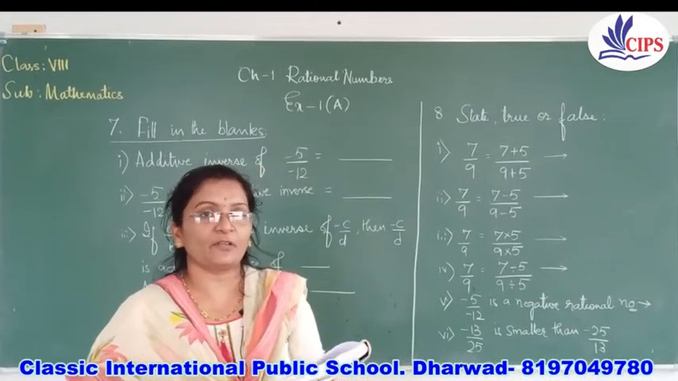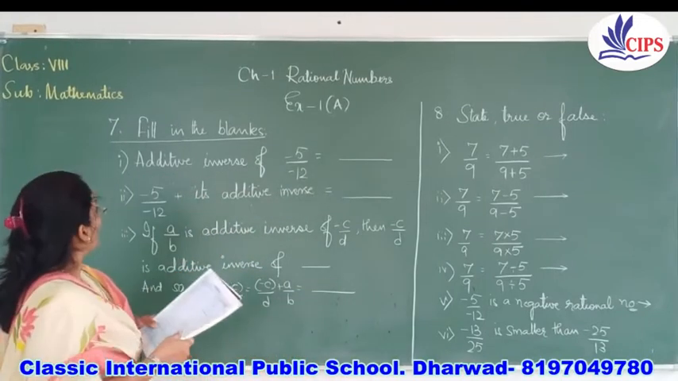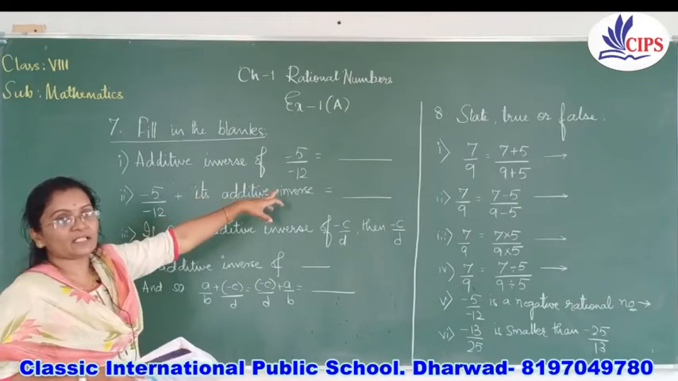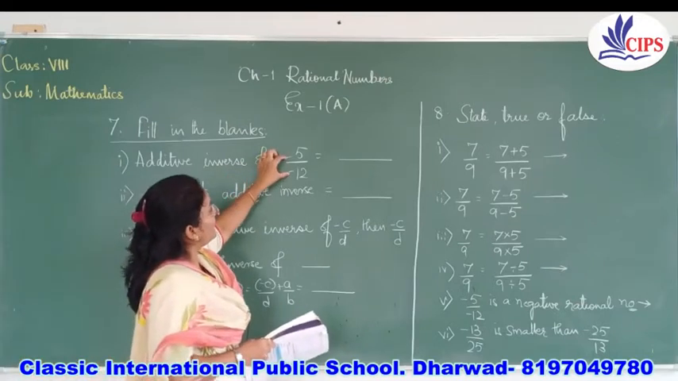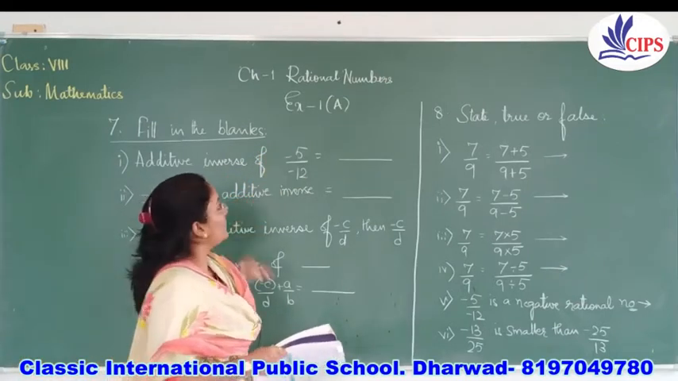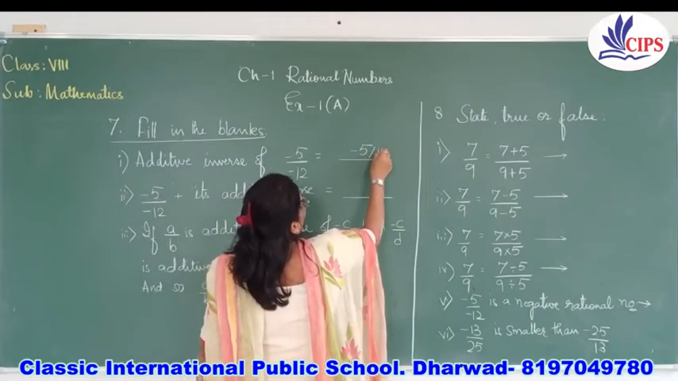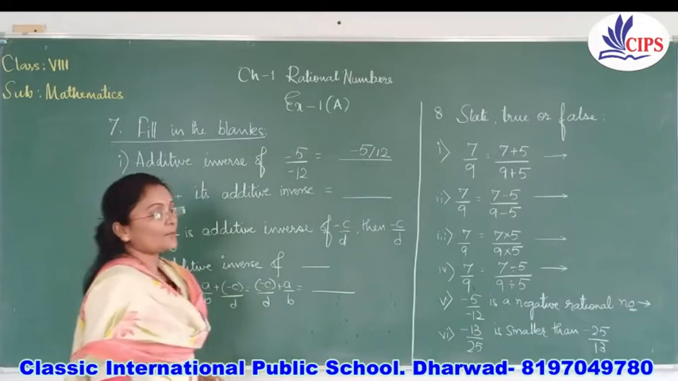Okay, let's start with seventh main, fill in the blanks. So here we have got the first question, additive inverse of minus 5 by minus 12. You can see both are having negative sign, means it's a positive number. So additive inverse of that number will be minus 5 by 12.